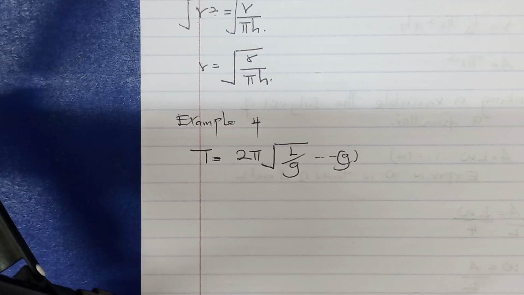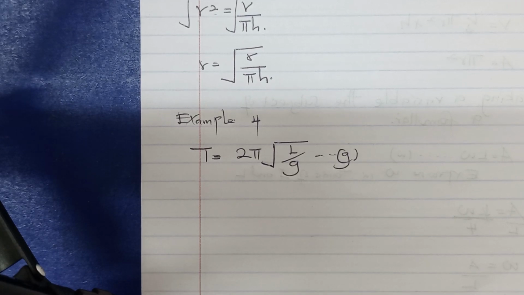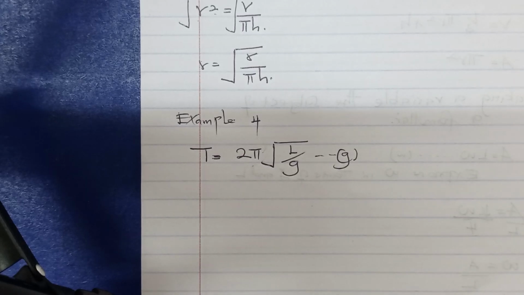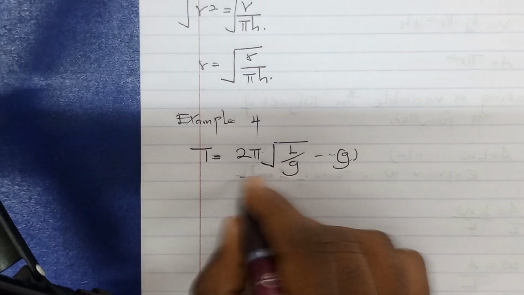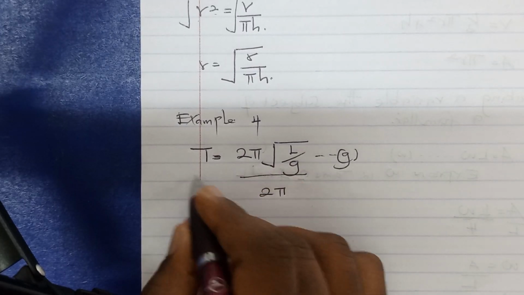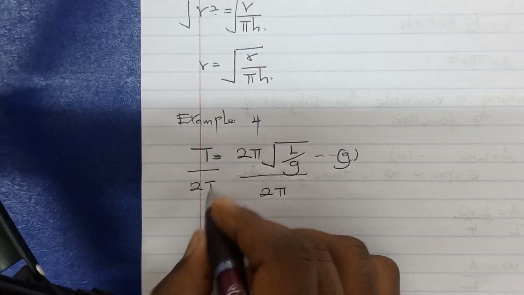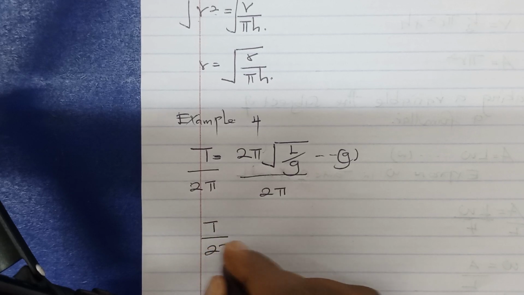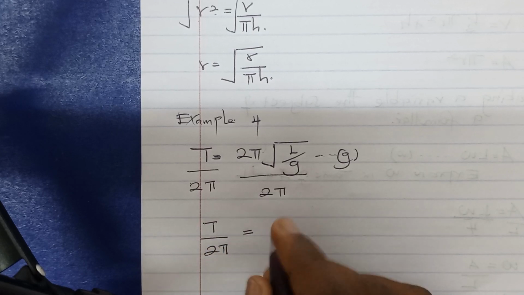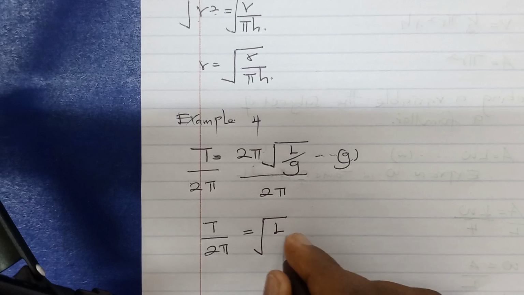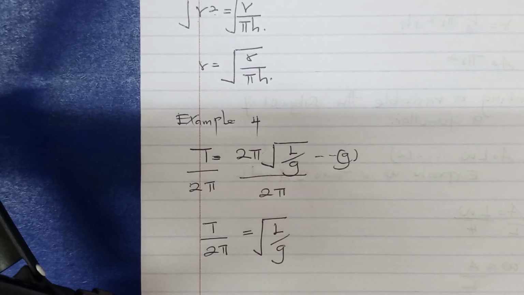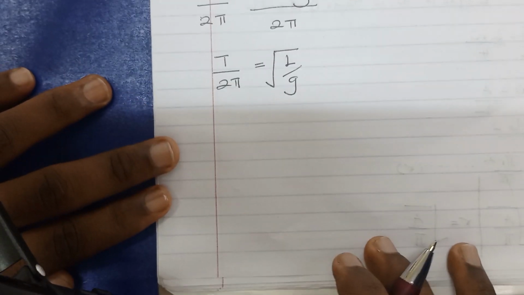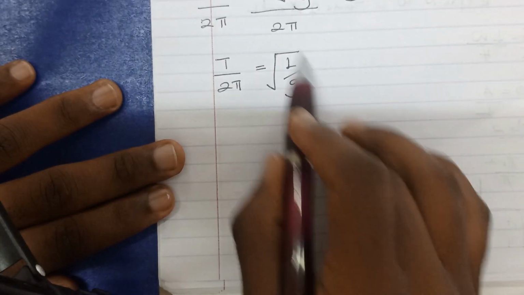So how do we go about it now? In the first place, you can decide to get rid of this first part here, like I'm going to do. So I'm going to divide both sides by 2 pi, and on this side I still divide by 2 pi. So the outcome will be t over 2 pi is equals to the root of L over G. That is step 1.